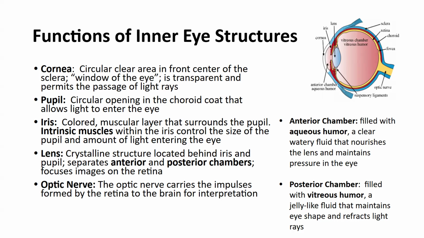And then you have your iris. This is going to be the colored part of our eye. So whenever someone says they have blue eyes or green eyes, hazel eyes, brown eyes, that is the iris they're talking about. This does have our intrinsic muscles within the iris that control the size of the pupil and the amount of light that is allowed to enter the eye.